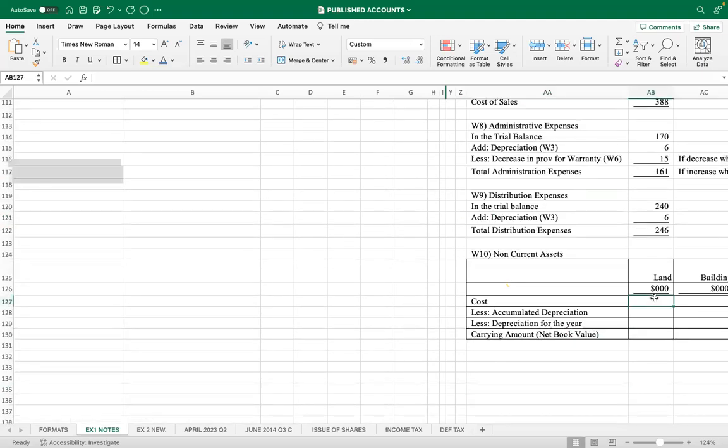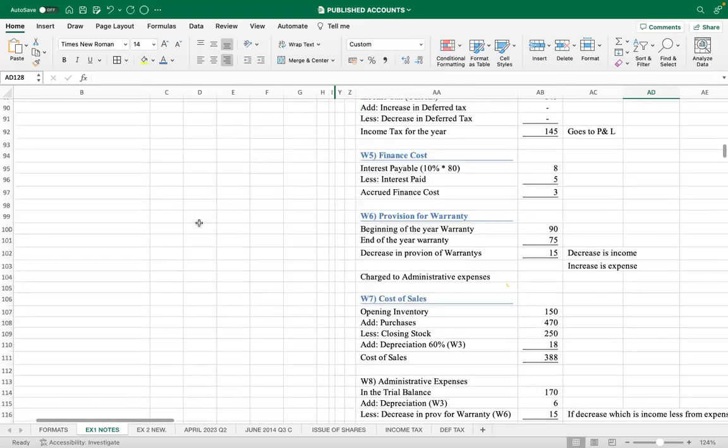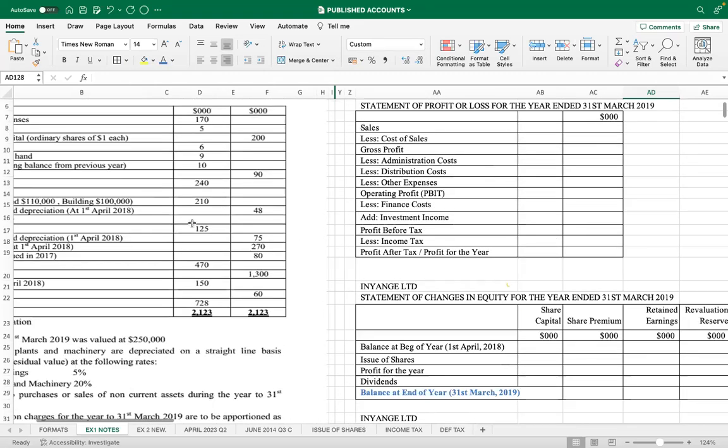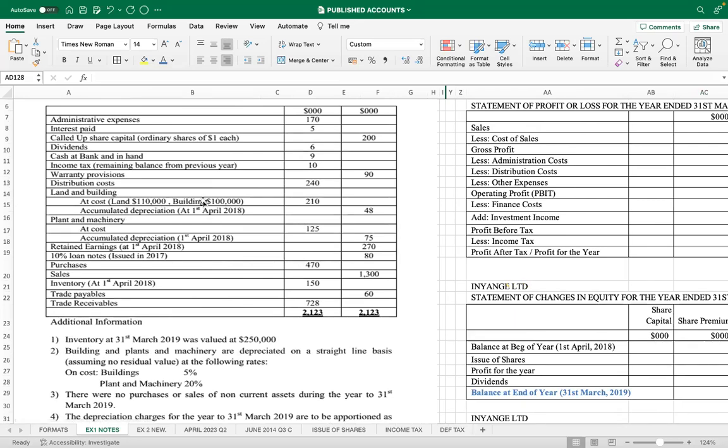110, 100. I'm always not a very good crammer. So that is 125. Accumulated depreciation was given. Accumulated depreciation is 48, and that 48 is for the building.